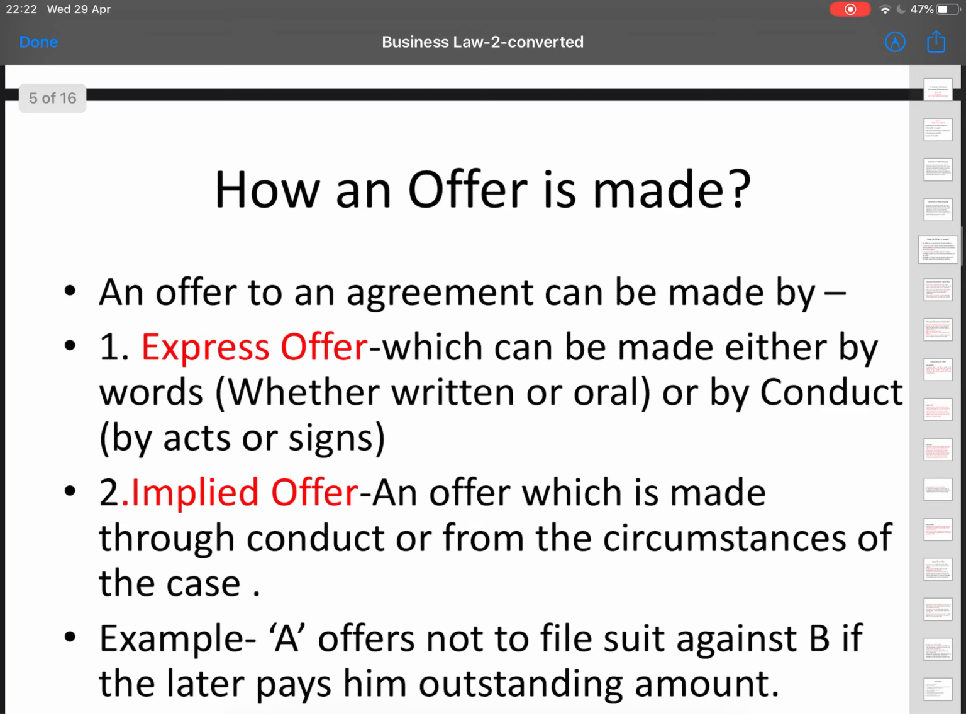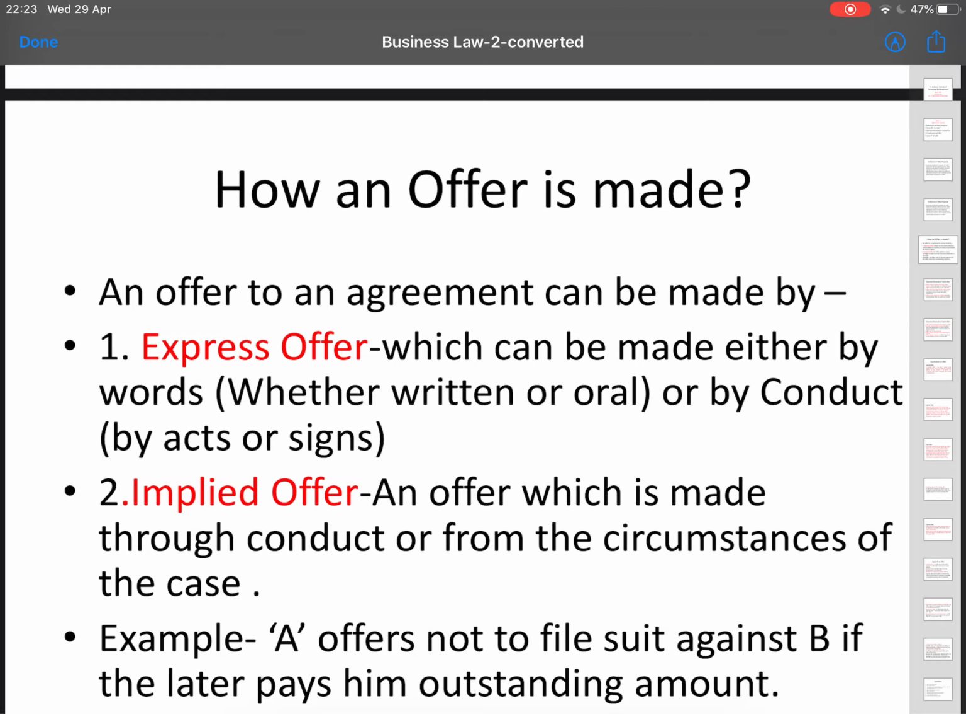The next topic is how an offer is made. An offer to an agreement can be made in two ways. The first one is express offer, the second one is implied offer. An express offer can be made either by words or by conduct. By words means it may be written or oral. A written offer can be made by letters, telegrams, telex messages, advertisements, etc. And an oral offer can be made by a person over the telephone.